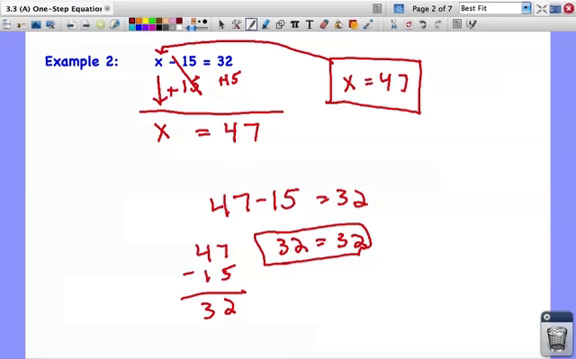If I got something different over here and it said maybe 34 equals 32, that's not a true statement. That is not true, so that means I did something wrong and I'd have to go back and do my math. So that's how we check our work.